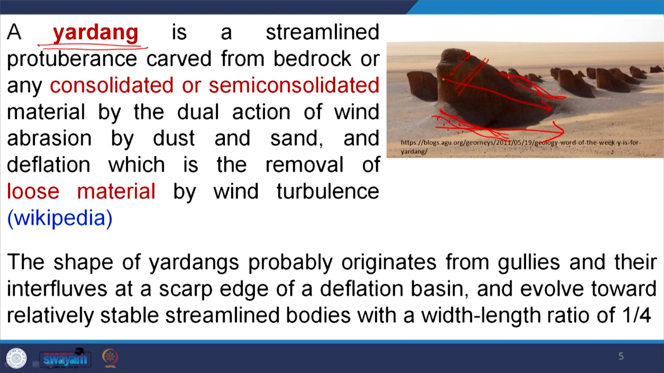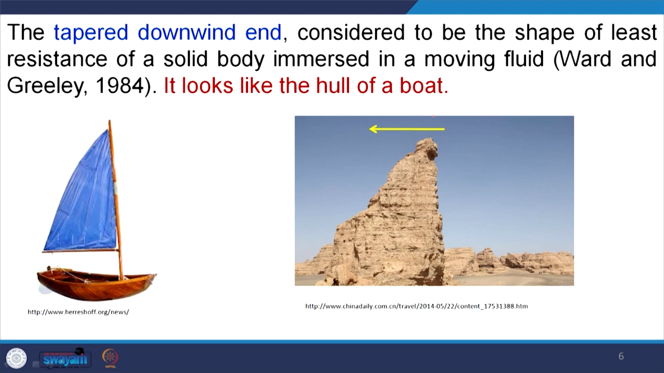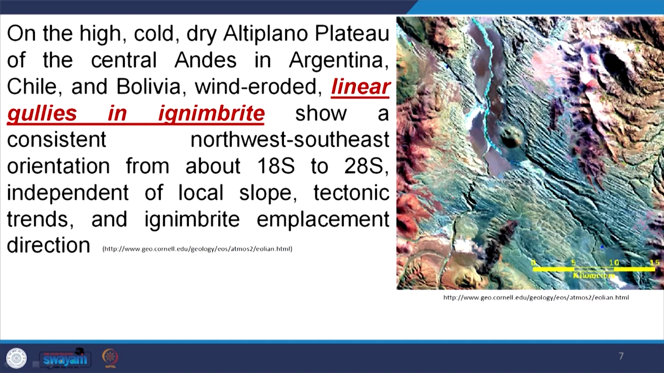So, that is why this topography, if you see here, is looking asymmetrical like this. This is the upwind direction and this is the downwind direction. By appearance, this tapered downwind end is considered to be the shape of least resistance of a solid body immersed in a moving liquid; it looks like the hull of a boat. So, this is indicating the wind direction. Here, in this asymmetrical shape, this side is the downwind direction and this is the upwind direction. So, this is yardang.